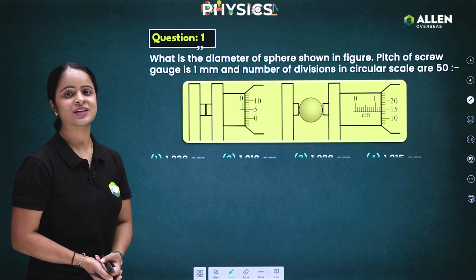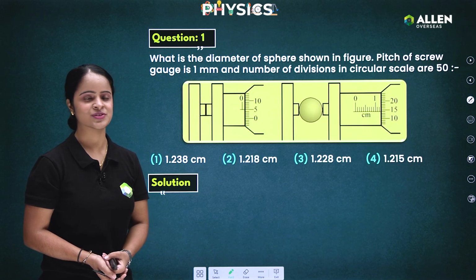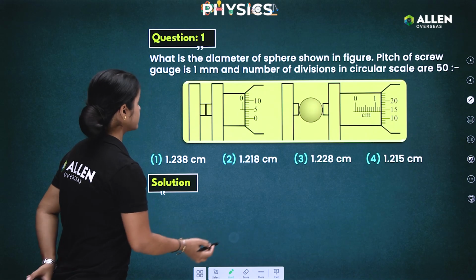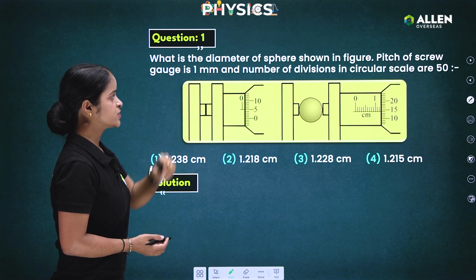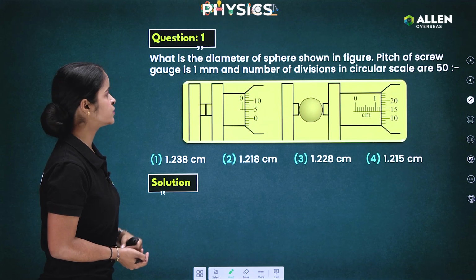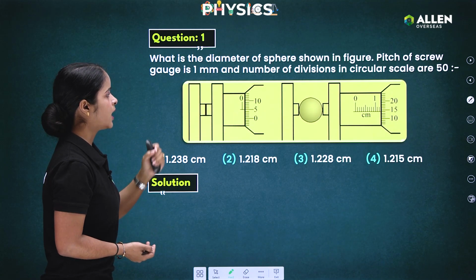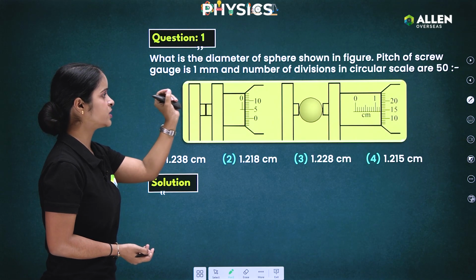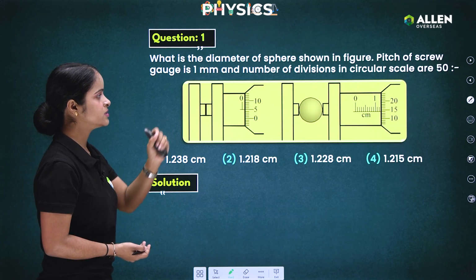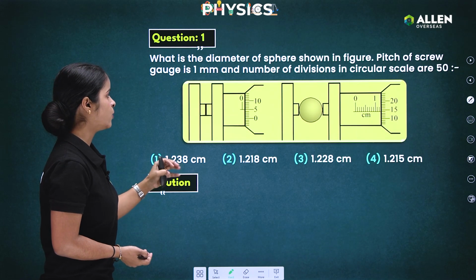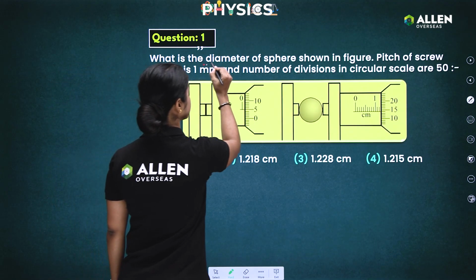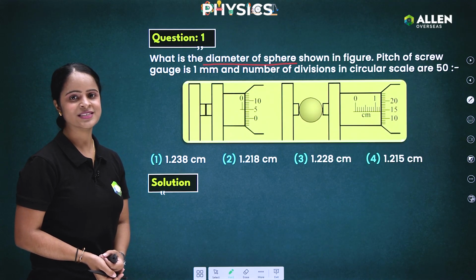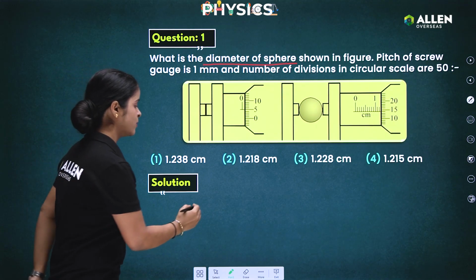In this slide, we are going to solve a very basic question based on screw gauge. Let's see what is written here. What is the diameter of the sphere shown in the figure? Pitch of screw gauge is 1 mm and number of divisions in circular scale is 50. Here we have pitch as well as number of divisions in circular scale given in the question. Our aim is to find the diameter of the sphere. So first of all, we should calculate least count. And what was the formula of least count? Pitch.